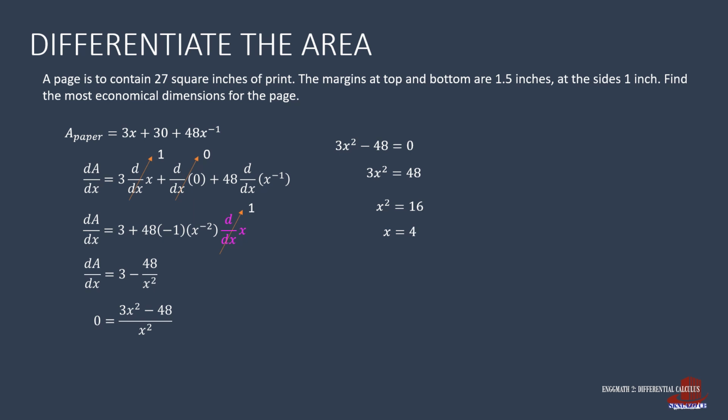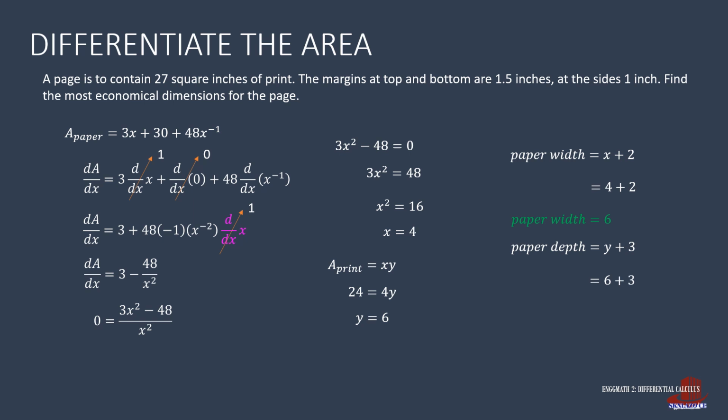Also solve for y from the first equation, or that is 24 as equated to 4y. So y is then solved as 6 inches. Knowing the print dimensions, we can then take the paper width from x plus 2. That is 4 plus 2, making 6 inches. The paper depth is also derived as y plus 3. Placing 6 for y, we get 6 plus 3, which is equal to 9 inches. So the page's dimensions are 6 by 9 inches.